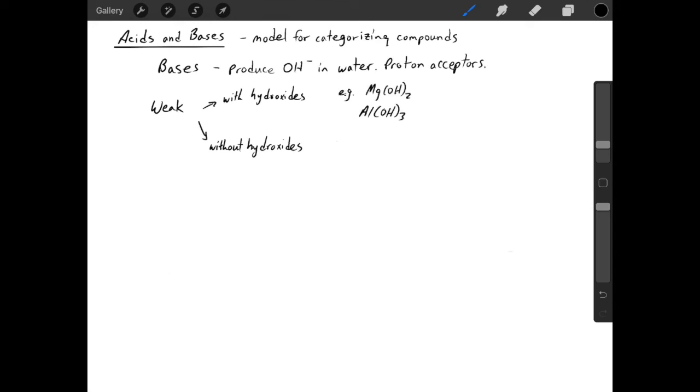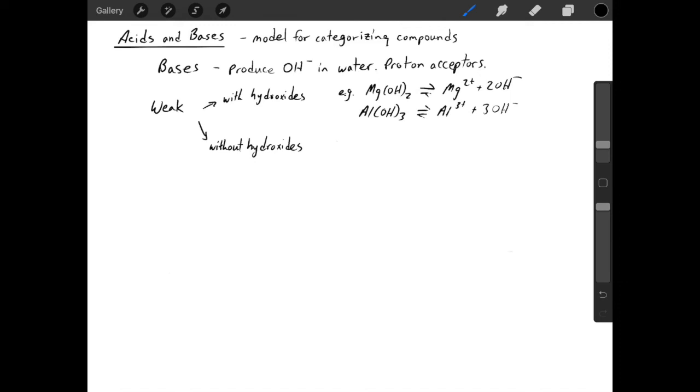And because these don't belong to the group 1 metal hydroxides or the heavy group 2 hydroxides, they're not very soluble. So they don't dissolve to any great extent. So they can't produce significant amounts of hydroxide relative to the amount of starting material. And again, you can see an equilibrium arrow in this situation, implying that they don't dissociate to any great extent.